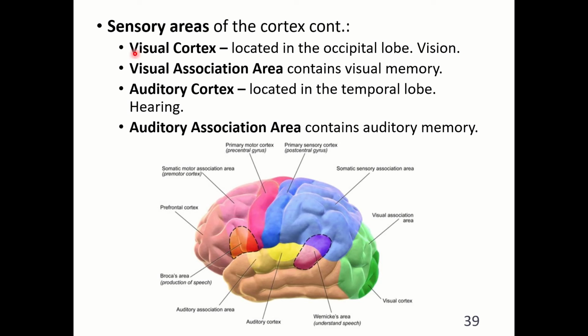So we could call this the primary visual cortex because it directly receives the information for vision. And we can call this the primary auditory cortex because this directly receives information for sound. The primary is the one that is directly initiating motor movements or receiving the sensory input. And the association areas are the areas with the memories.